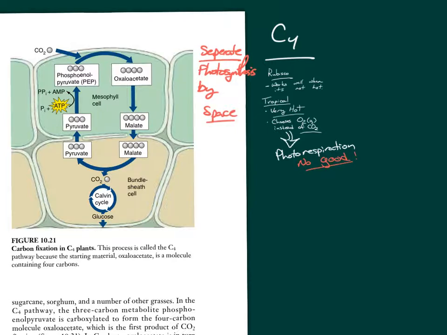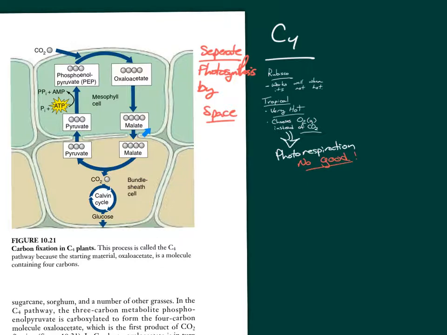And what do I mean by that? I mean to say that first you capture the CO2 over here in this thing called PEP in what's called the mesophyll cells, which is the layer of tissue on the outside. You see, this would be outside the air, right? The stoma would be out here. In these mesophylls, you capture it, you turn it into what?